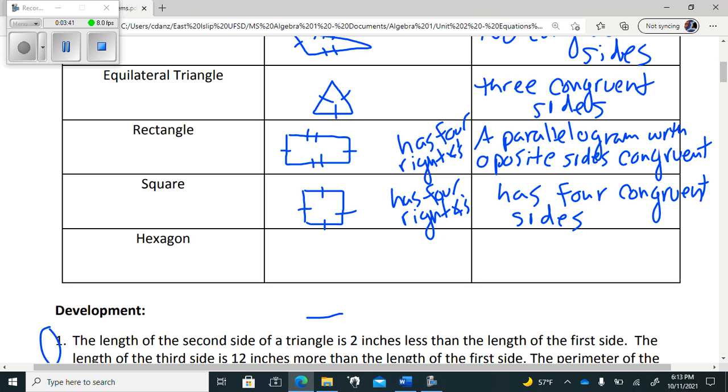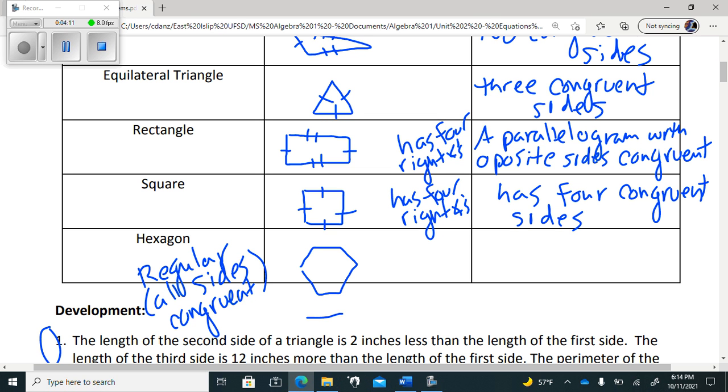A hexagon has 6 sides. If we just call it a hexagon, it doesn't mean that any of the sides are congruent. If we call it a regular hexagon, it means all the sides are congruent. But really, just a hexagon means it has 6 sides.